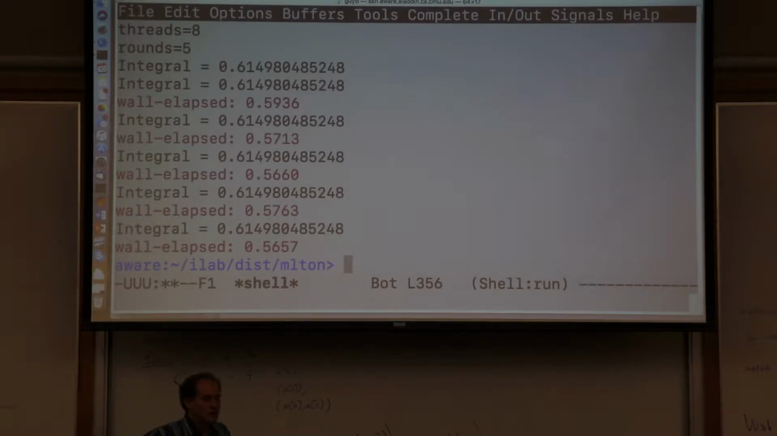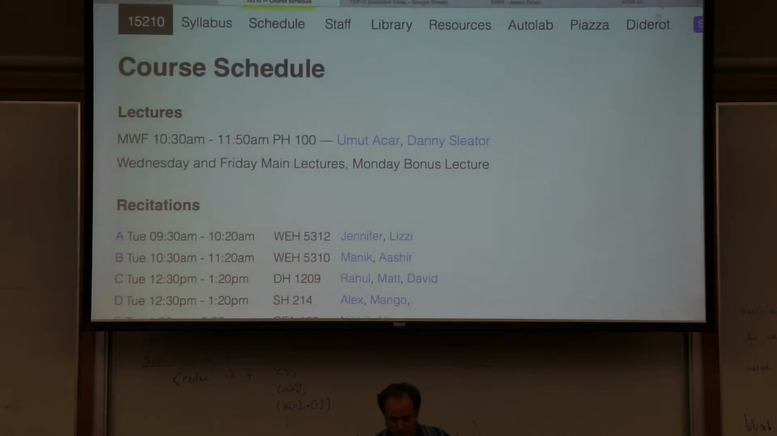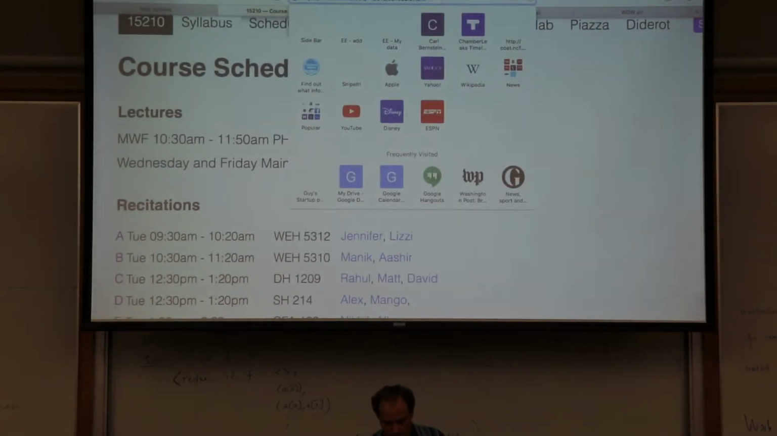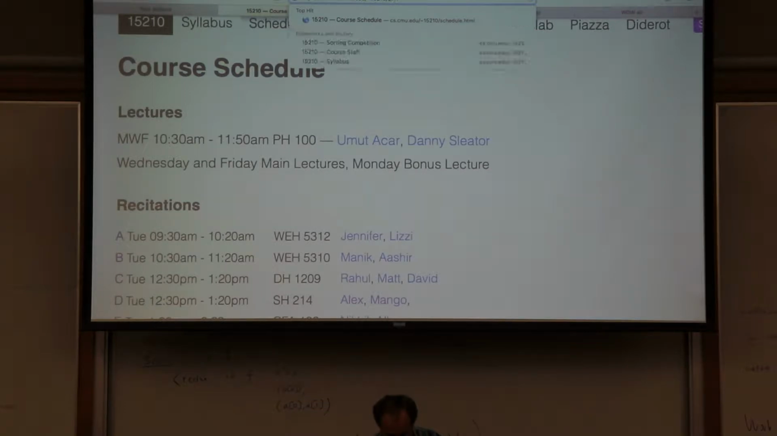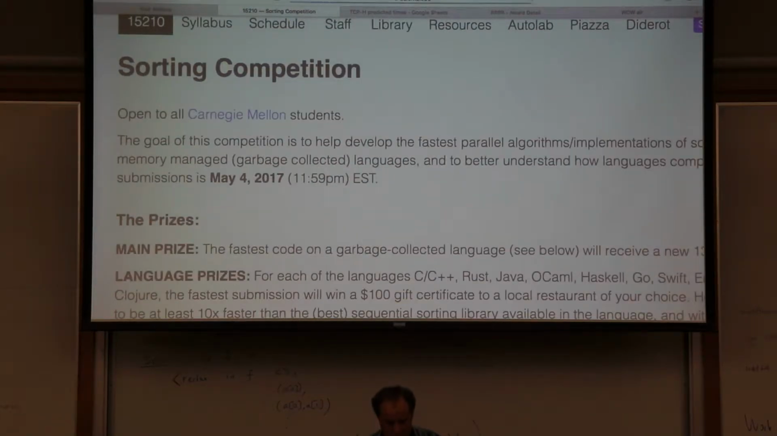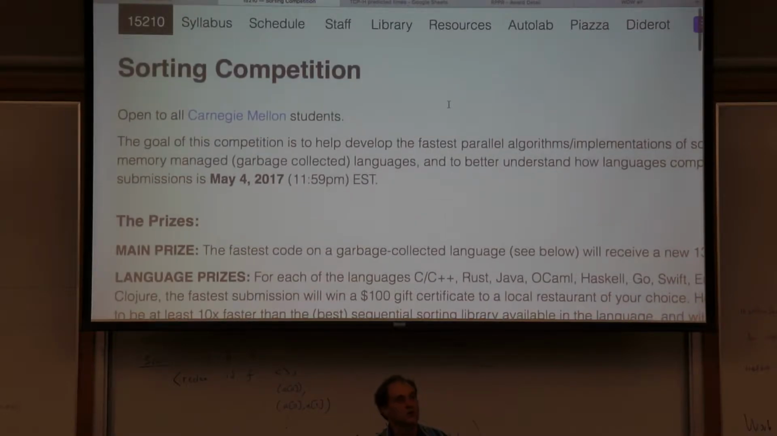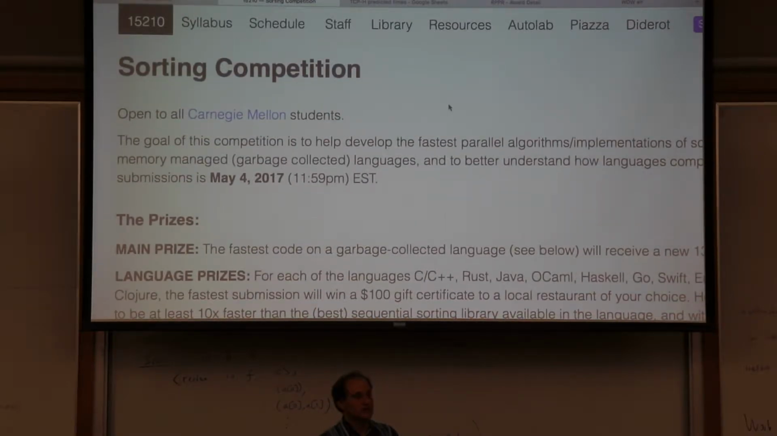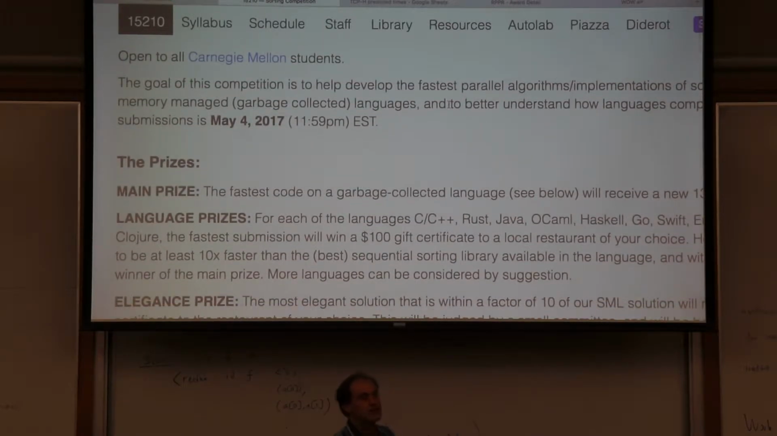Okay. I should point out there's this other thing we did, and it's actually available off this site here, 210. We had this competition for our class. In fact, it was open to all of CMU. It was a sorting competition. They had to basically write a sorting code, and we had a specific spec. It had to be a comparison sort. It had to be on 100 million elements.